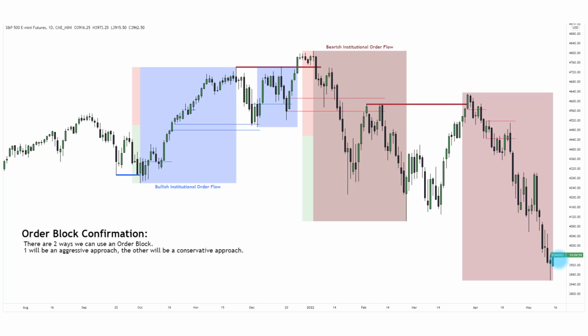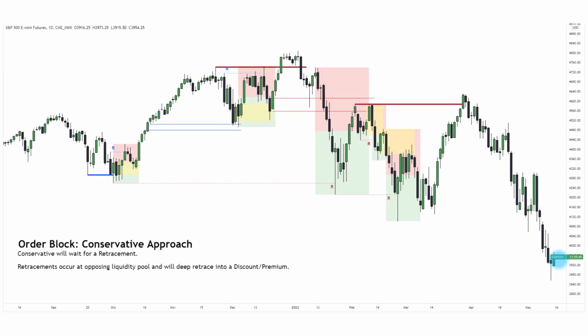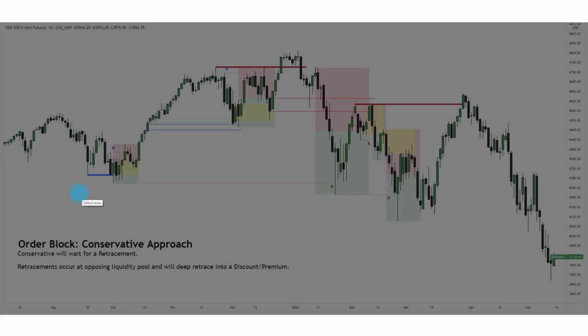Similar to liquidity pools. So this is the conservative approach. Okay? The conservative approach will wait for retracement. And retracements occur at opposing liquidity pools. And if the retracement happens, it would trade back into a deep discount or premium. So let's explain this.